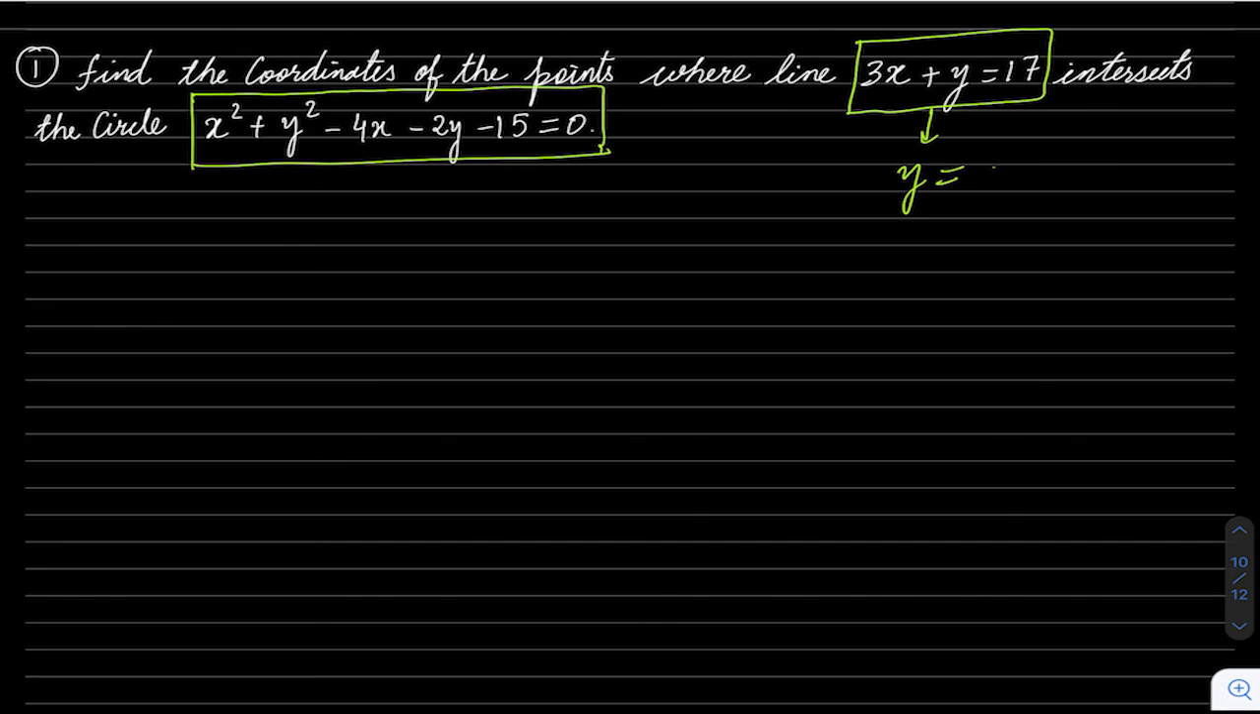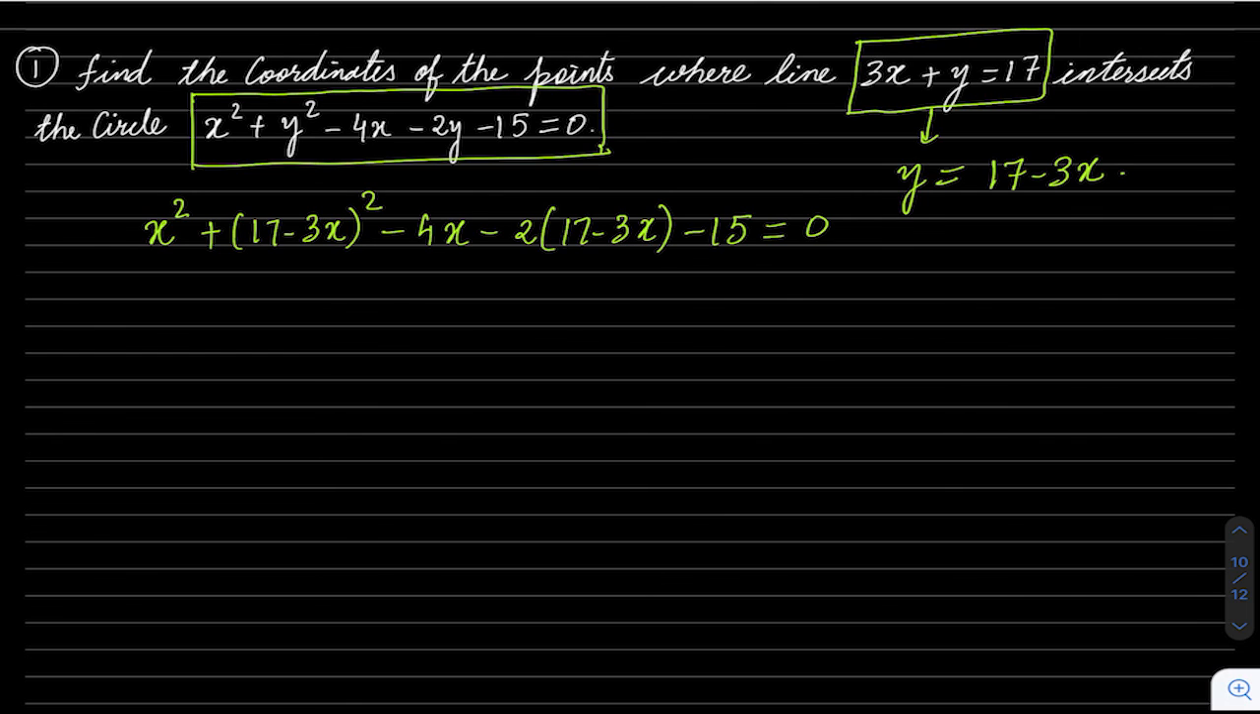From the line equation, I can find y as 17 − 3x. Then I can substitute the value of y in the circle equation, so that the whole circle equation becomes an equation in x only, or in one variable only. Then I will solve for that variable and see how many points there are. Okay, so let's simplify this.